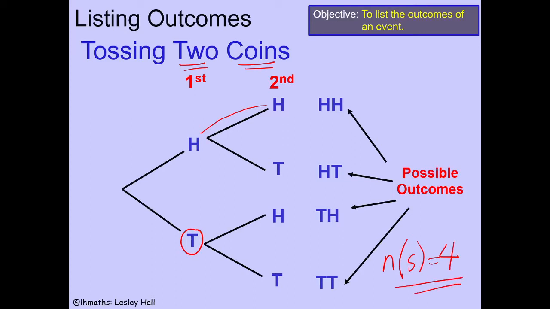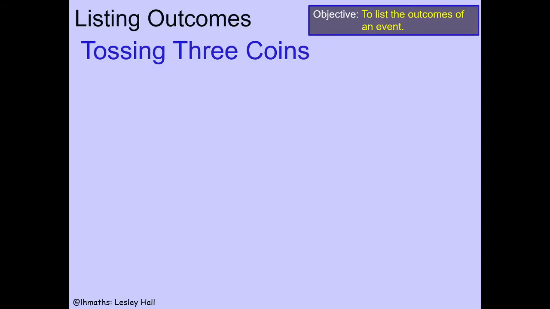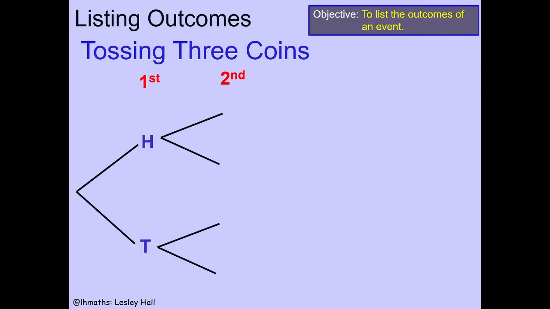Okay, now let's go to tossing 3 coins. So therefore, I'm gonna begin with the first coin. What are the outcomes when you toss a coin again? Heads and tails. So in our second coin, I'll write heads and tails there. Now, I will not end there because we have the third coin.